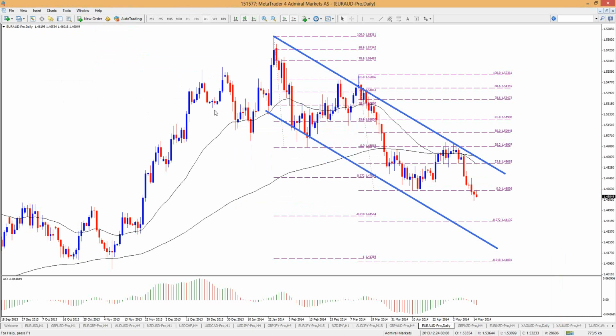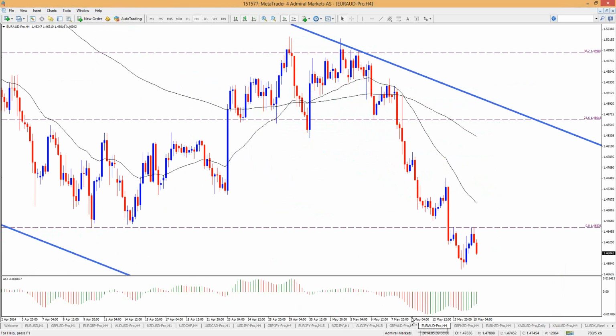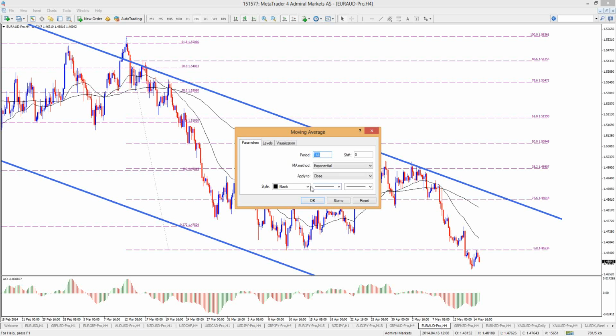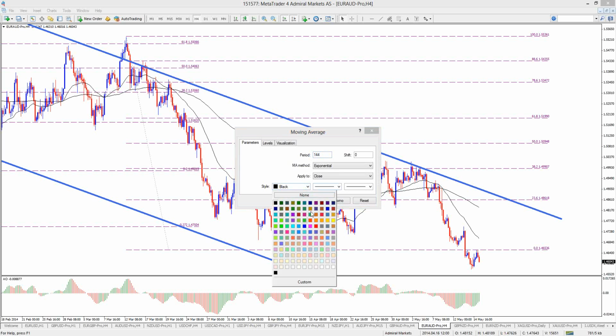So in this case, we got plenty of space down to the minus 272 and the minus 618 target, about 144.50, 144. That's the space we have on the daily charts on the Euro-AUD. So let's move to the 4-hour chart here. Let me make the 144 EMA a bit different color.